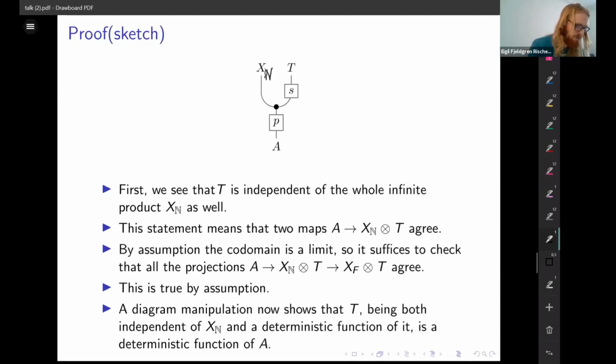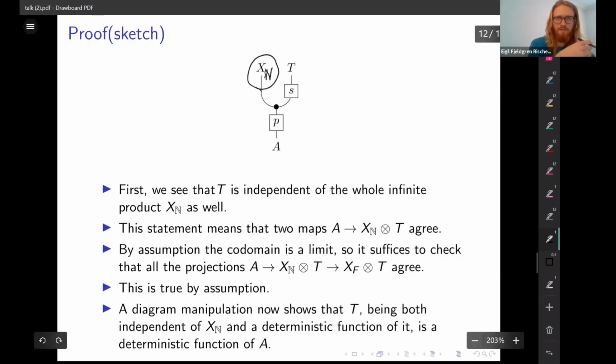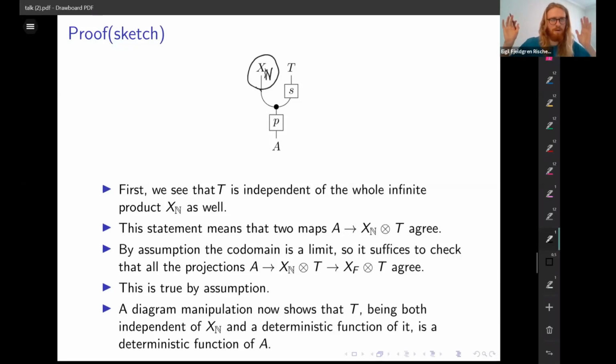So first of all, we're going to prove that the variable T is independent of the whole infinite product. We've assumed that it's independent of finite prefixes of this thing, but we can treat this thing as just one variable valued in this whole infinite product, and we can try to prove that it's independent of T. So this statement about independence, now we're basically back in the case that I discussed at the beginning of the talk. It just means that two different maps from A to this tensor product are the same map.